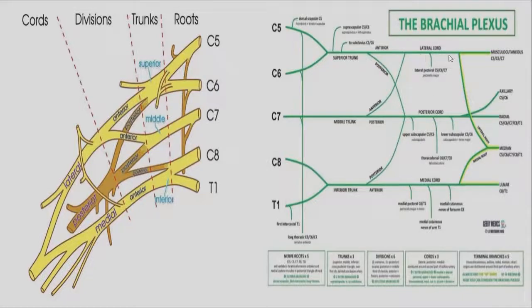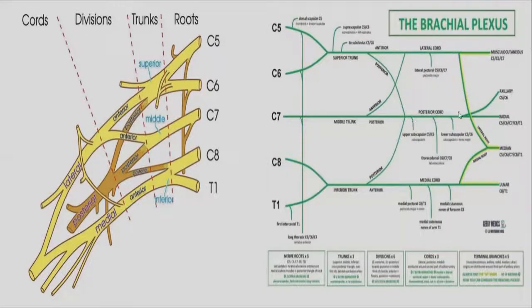I'll start with the lateral cord. From the lateral cord, you have one branch. That branch is known as the lateral pectoral nerve. The lateral pectoral nerve only innervates the pectoralis major, and it's basically made up of C5, C6, C7. So you have the lateral pectoral nerve that innervates the pectoralis major.